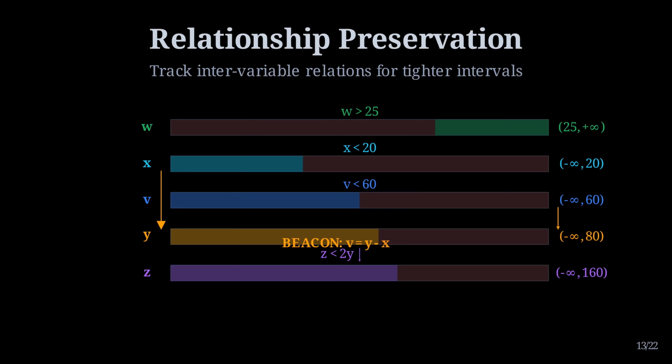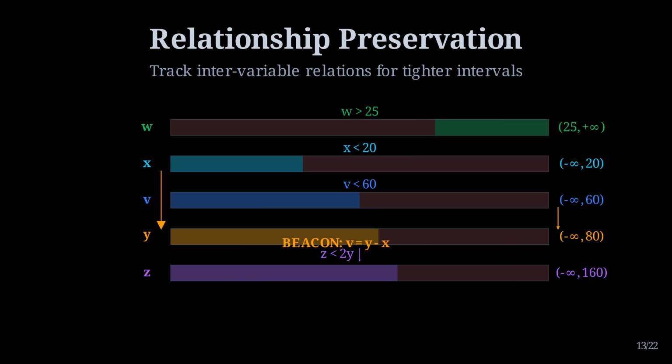And it doesn't stop there. This tighter bound on y cascades forward through other constraints. The condition z less than 2y combined with the newly derived y less than 80 gives z less than 160. Without relationship preservation, both y and z would have remained unbounded, and executions with an out-of-range y or z would have slipped through undetected. The core idea is simple but powerful: track intervals not just for individual variables, but for expressions that relate them, and propagate information bidirectionally between parent expressions and their operands.